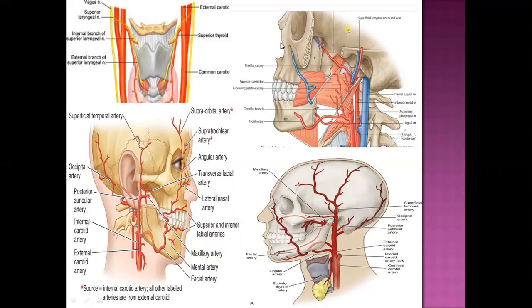Then it goes further, and it actually terminates as the angular artery. So this is the superficial temporal. This is the maxillary artery. This is the facial artery, which actually anastomoses with the supratrochlear and supraorbital branches of the ophthalmic artery. So this is the facial artery. This is the posterior auricular and occipital artery, and these are the posterior arteries. These are the anterior arteries, and these are the terminal branches.